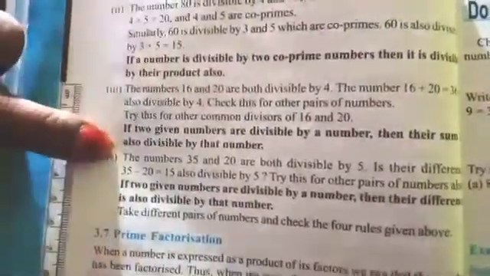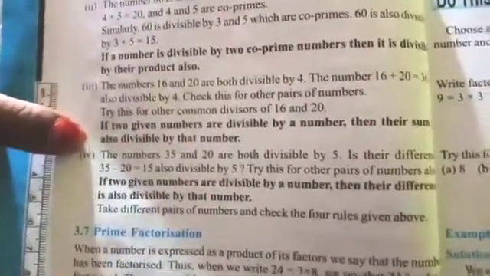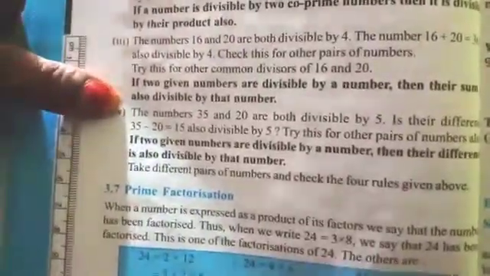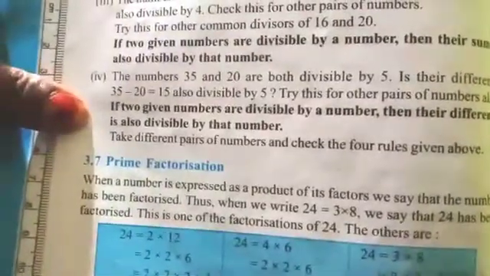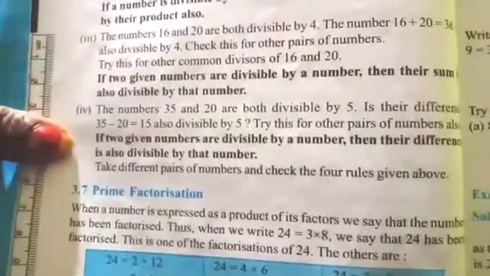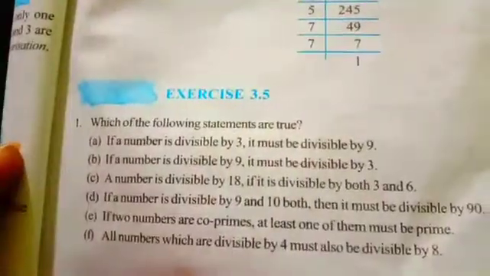Third, if two given numbers are divisible by a number, then their sum is also divisible by that number. Fourth, if two given numbers are divisible by a number, then their difference is also divisible by that number. Exercise 3.5.